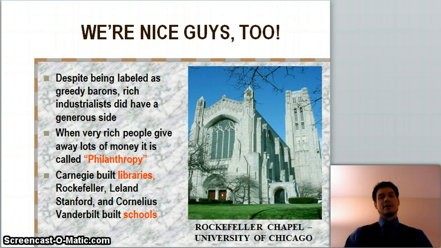What they're going to do is they're going to believe in philanthropy. Philanthropy is when very rich people give away lots of money to charities and other things. Like Carnegie, he builds libraries. Rockefeller, Leland Stanford, Cornelius Vanderbilt, builds schools. All these different things come from these guys' wallets. But they hardly felt it because they were so rich.